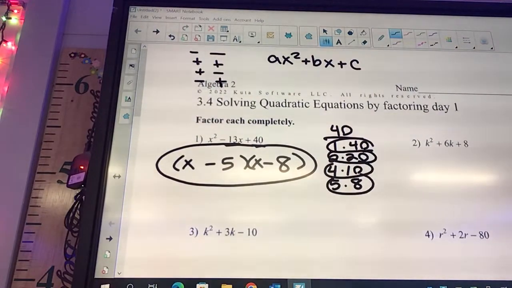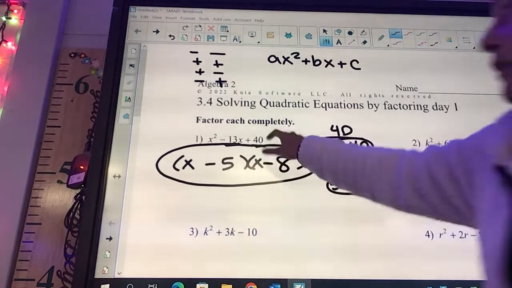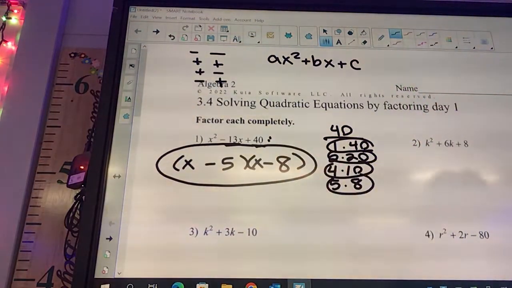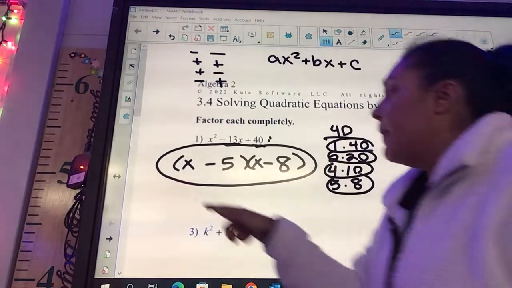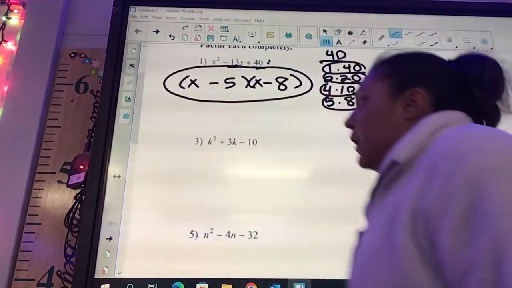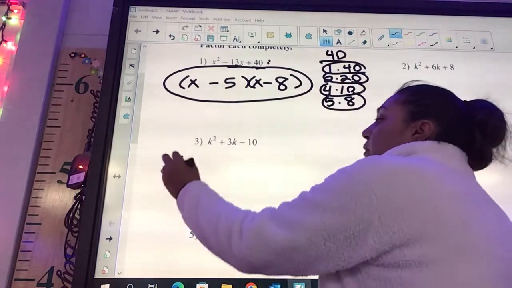If we were to FOIL that back out like we did yesterday and you distribute, you would eventually get back to here. Now, I'm not one of those people that are like, check your work, because it's just, no, we're not doing that. Okay, so let's look at the next one. Our first step is to do the 2 parentheses.